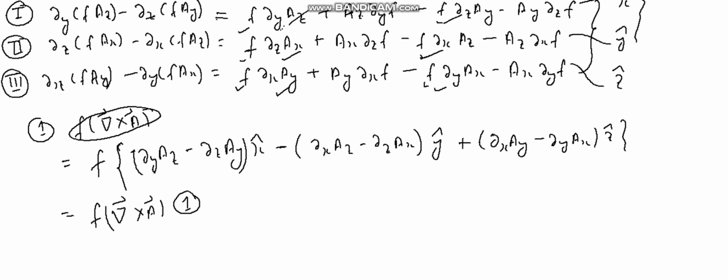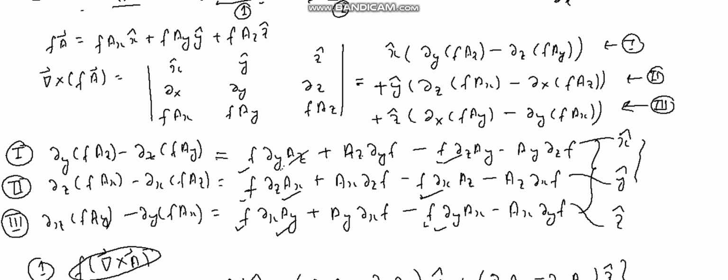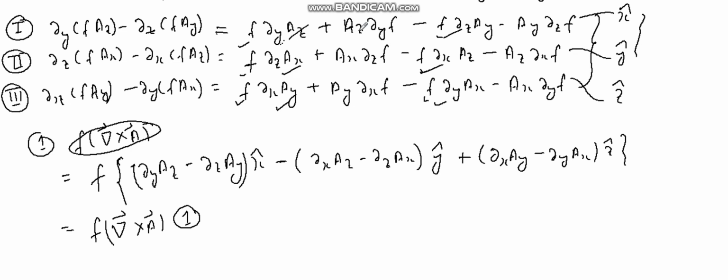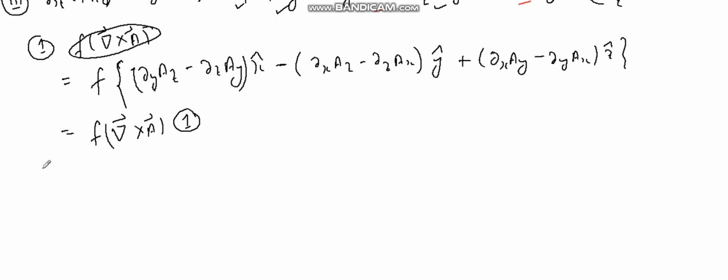Now we are going to obtain the second term from this equation. These are the remaining terms. Let me obtain the second term from these. What is the second term? Let me write it first. The second term is del cross gradient of f.